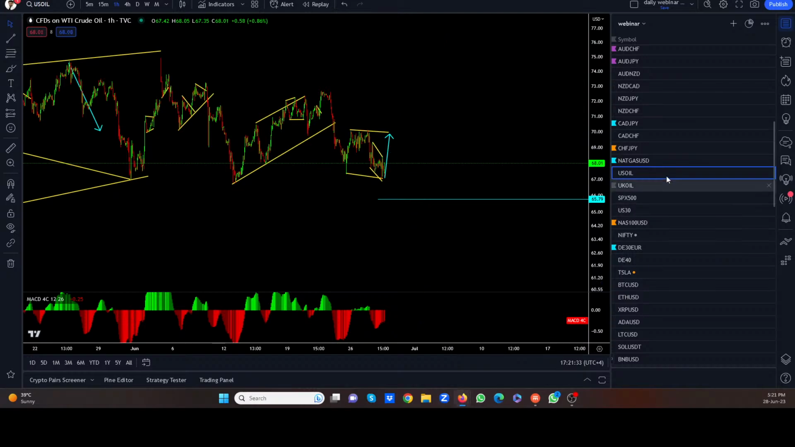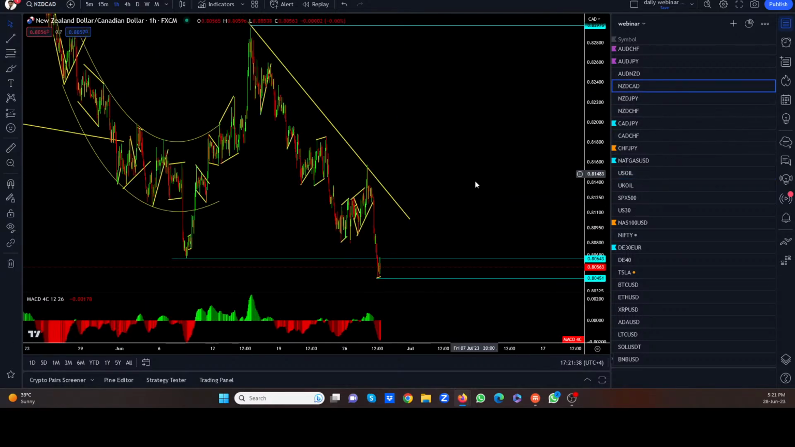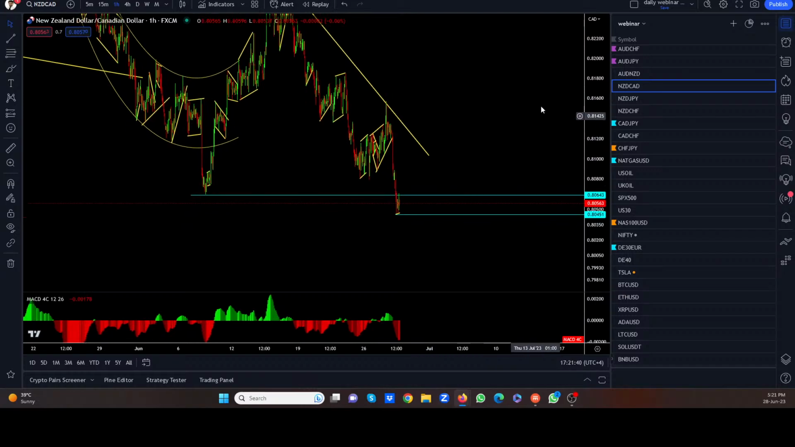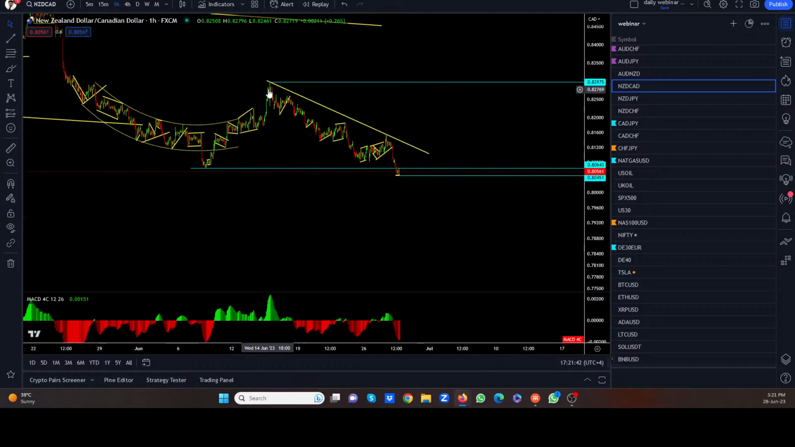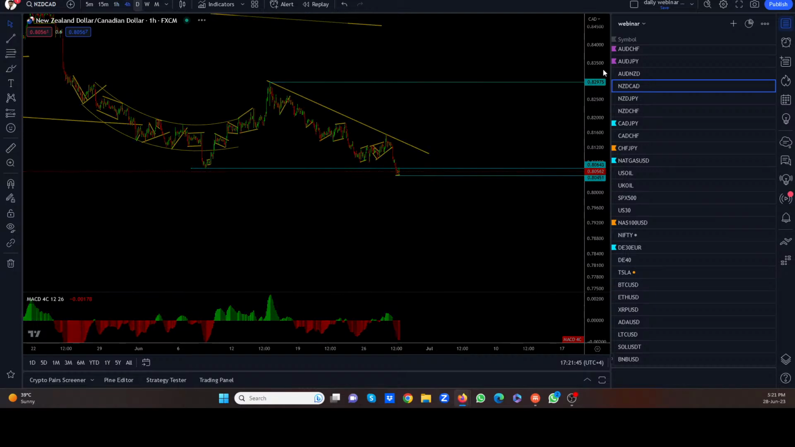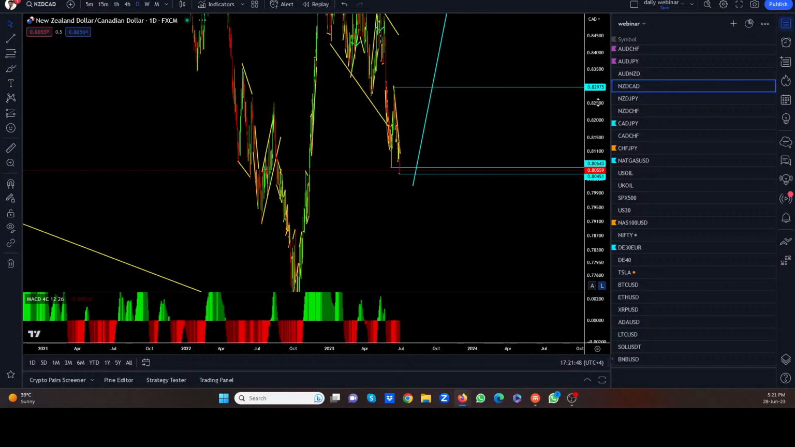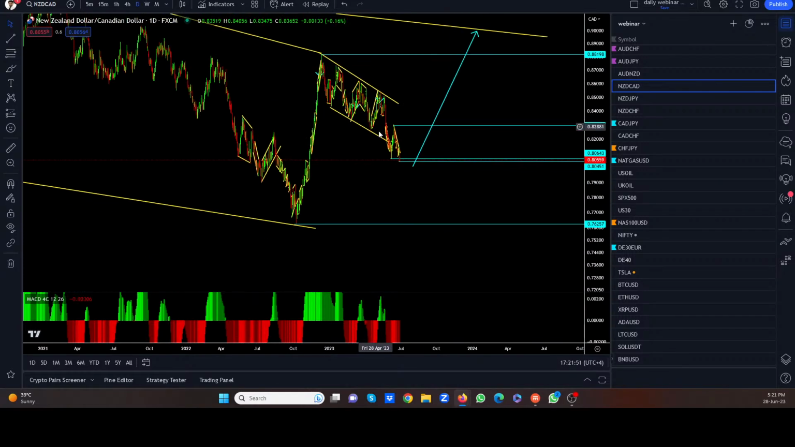New Zealand CAD is at the bottom. We have a running flat forming in it, so we're going to go back up. We're looking for the buy setup now. Now that we broke the low, this sharp move has to happen. So if you go to the daily and look at the entire structure, this is what you have. We're coming down slowly like this.